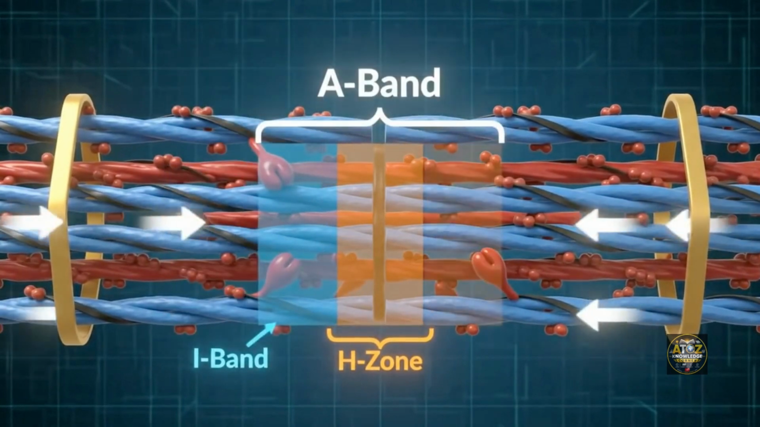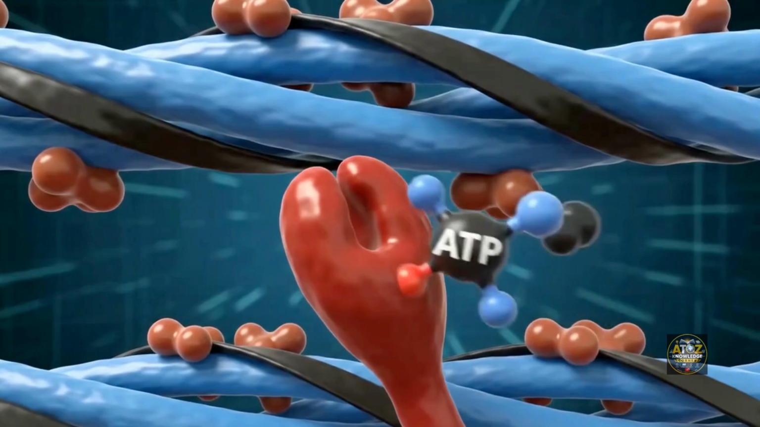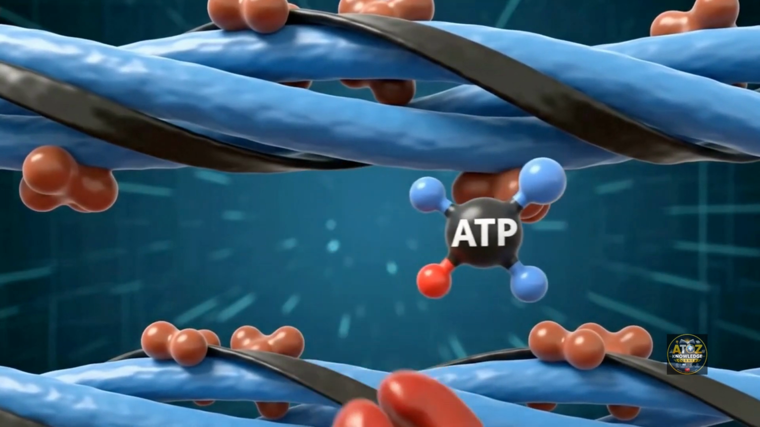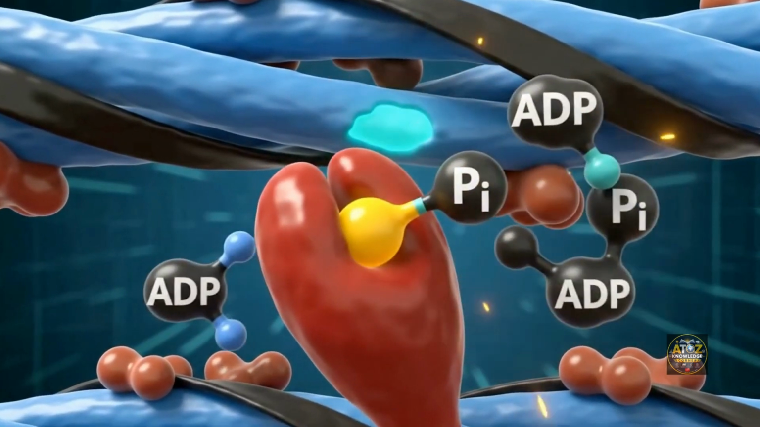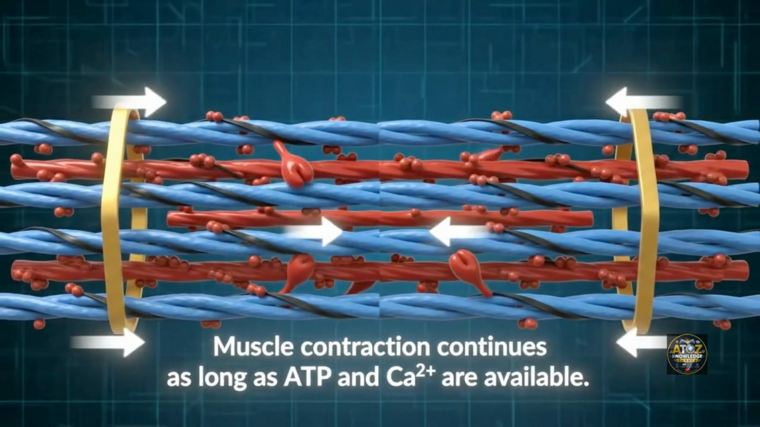The I-band and H-zone narrow significantly. The A-band remains completely unchanged. A new ATP molecule binds to the myosin head. This binding causes the cross bridge to break. ATP hydrolysis resets the myosin head. The contraction cycle repeats.